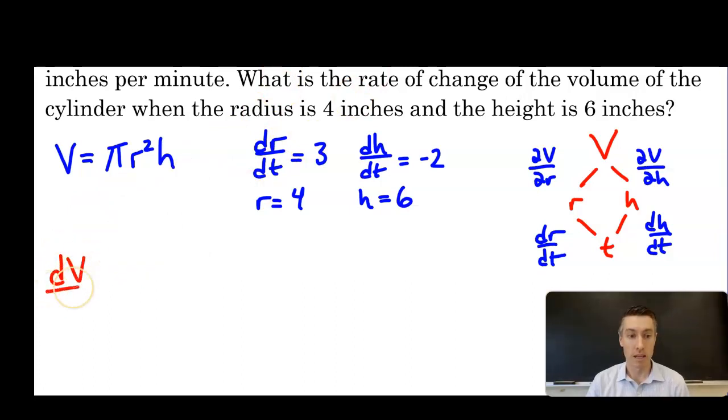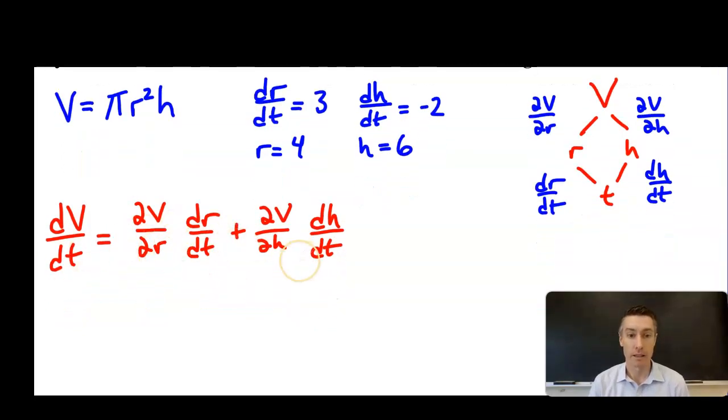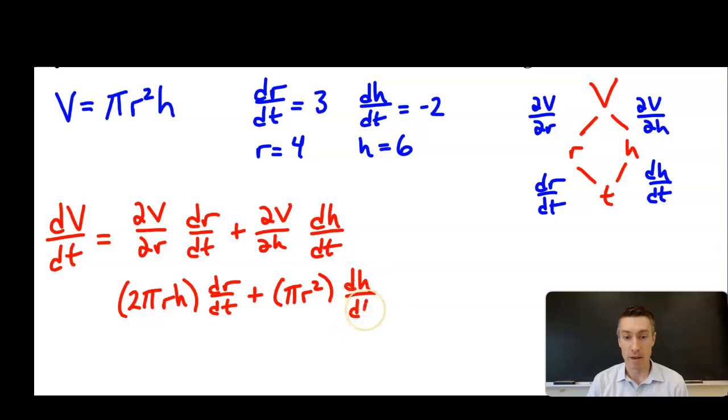Okay, so dv/dt equals the partial of v with respect to r times dr/dt, plus the partial of v with respect to h times dh/dt. Now we just have to find these derivatives, plug in all the information that we know, and solve our related rate. The partial with respect to r is going to be 2 pi r h. dr/dt I'll just leave. We have a value for it, but we haven't substituted our values in yet. The partial of v with respect to h is pi r squared, and then dh/dt we have a value for.